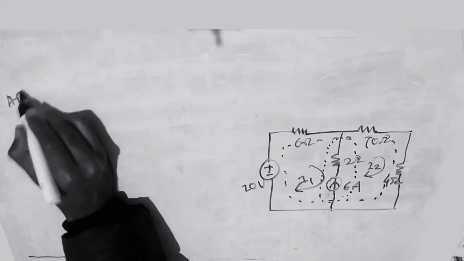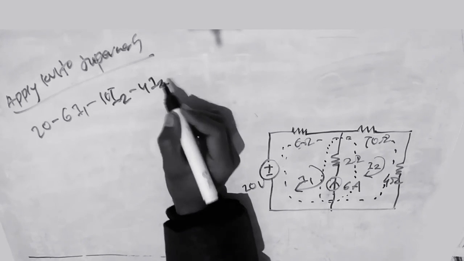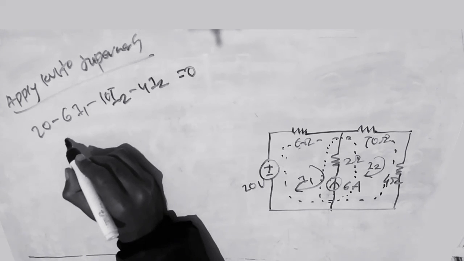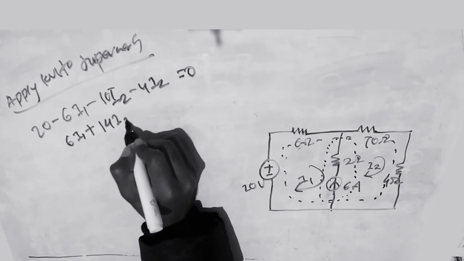We have this circuit. First we assign the mesh currents. Here we have I1, and here assign I2, and here the 6 ampere is common. First we will discard this element. Now we apply KVL to the supermesh from here to here. Applying KVL to the supermesh, we have 20 minus 6 I1 minus 10 I2, and minus 4 I2 equals 0. On further simplification we get 6 I1 plus 14 I2 equals 20. This is equation first.